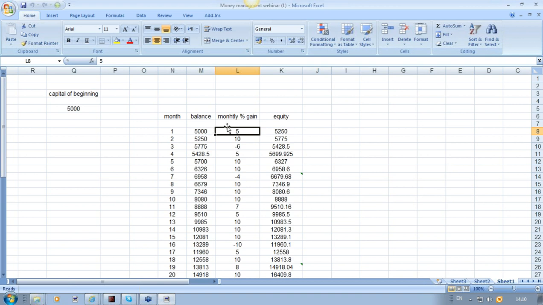It grows by 5% to 5,250. Then that's the balance for the beginning of the second month. Then I reached my goal, 10%. Beautiful, it reached this equity. I continued into the third month. Then I lost. I finished the end of the month with a loss.